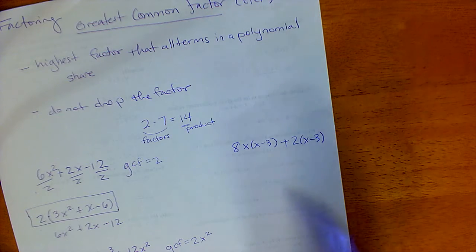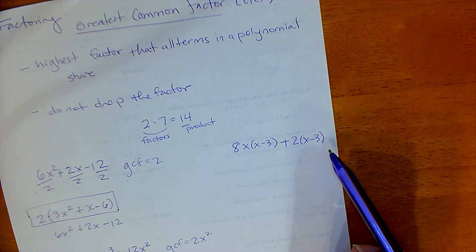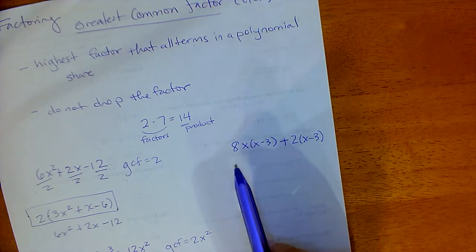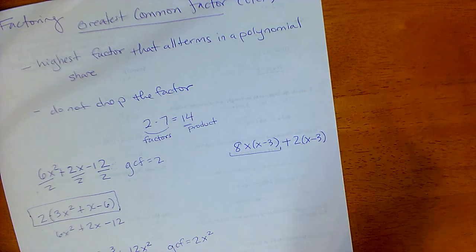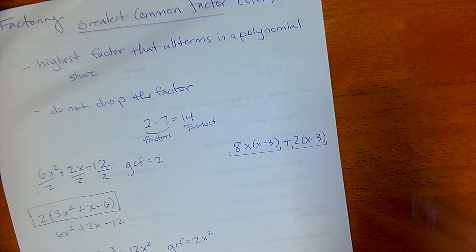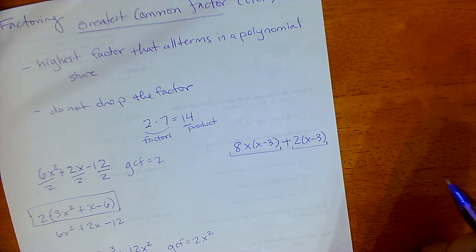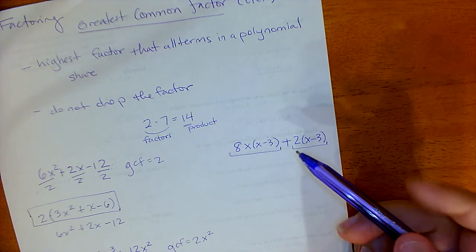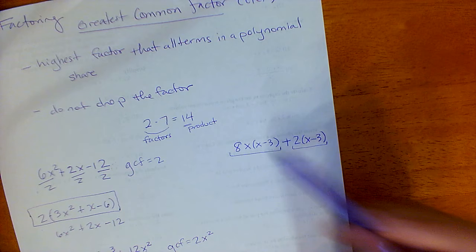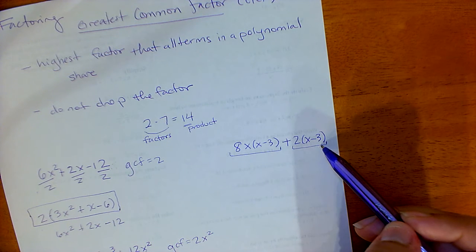One last one, it's a little oddball one. So here I've got this 8x times x minus 3 plus 2 times x minus 3. Even though it doesn't look like it, this whole part here gets to act like one term, and this whole part here gets to act like one term. And so when I look at them, the 8 and the 2 are both divisible by 2. Also, both of them have this x minus 3 factor sitting inside of them. So I can take that for my GCF as well.